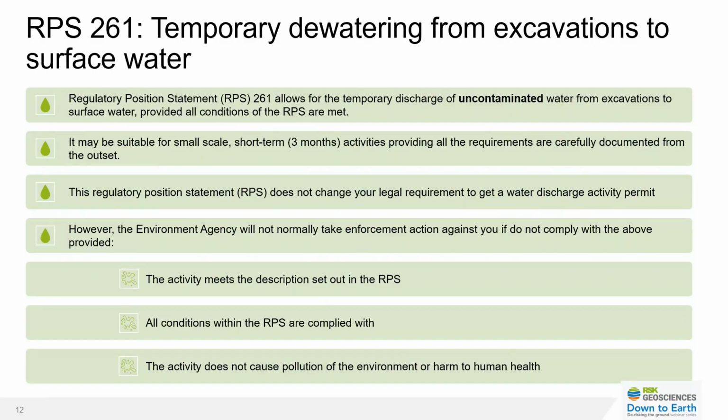So there's a time limiting factor of 3 months from the point at which it starts to the point at which the RPS can no longer be utilized. And that 3 months is a consecutive 3 months. So you can't start and stop the RPS as and when your dewatering exercises start and stop. It doesn't change a legal requirement to get a permit, but the EA is unlikely to take enforcement action as long as you comply with everything that's written within RPS 261.